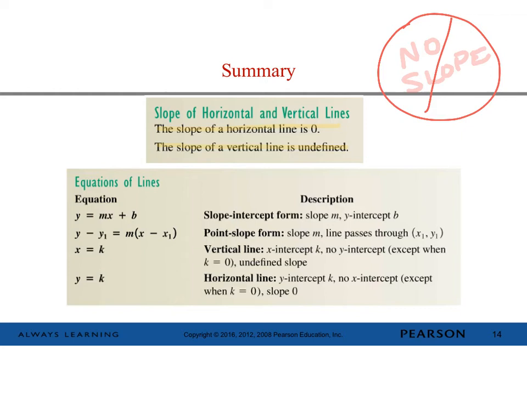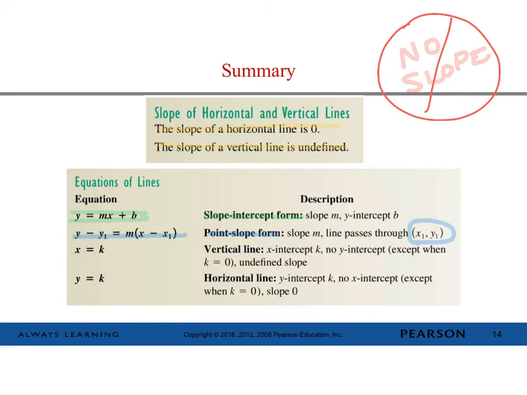We've also learned that there are different forms of the equations for lines. One of the forms is y equals mx plus b, which is called the slope-intercept form, and the slope is m and the y-intercept is b. We know that y minus y1 equals m times x minus x1 is what we call the point-slope form, which has the slope of m and the line passes through this one point, (x1, y1).